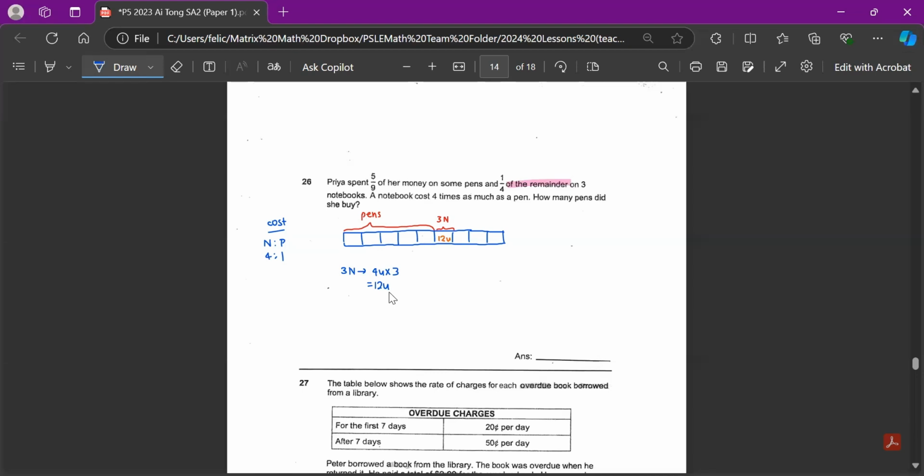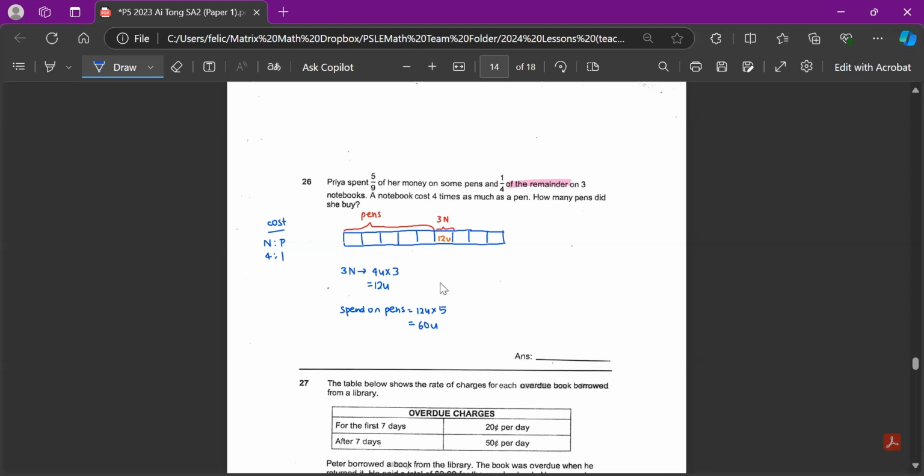Now we can find out how much she spent on the pens. So spent on pens, which is 12U times 5, because there are 5 sets here. 1, 2, 3, 4, 5. 5 sets of 12U. So she spent 60 units on the pens.